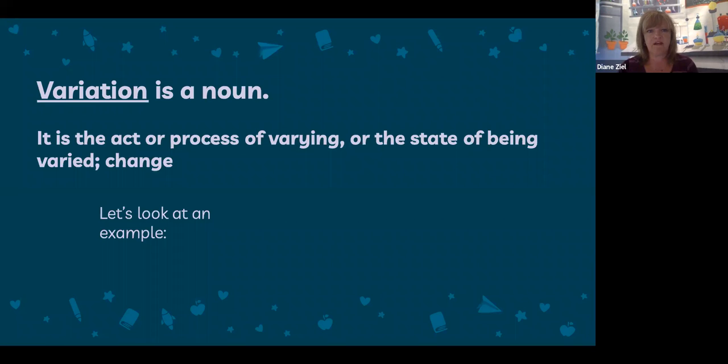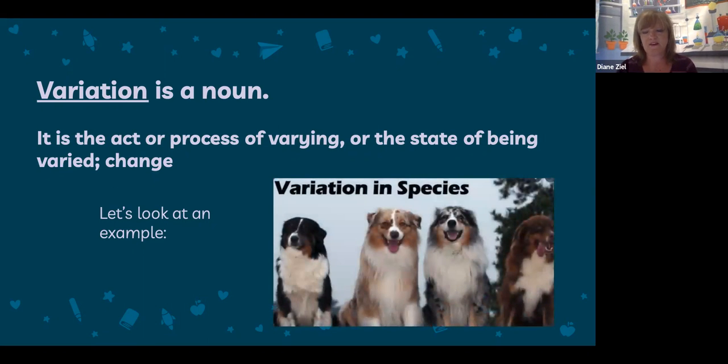Variation is a noun. Variation is the act or process of varying or the state of being varied or changed. Let's look at an example. Here you see variation in a species of dogs. While these are all dogs, you can see something different about each of them: the shape of their face, their eye color, their hair color, all examples of variation within the species.